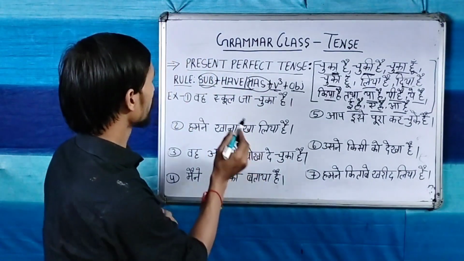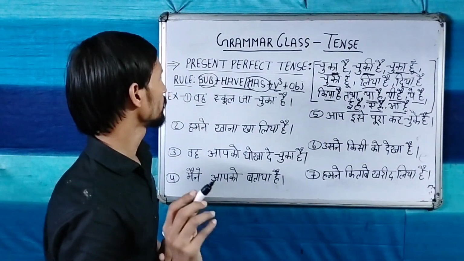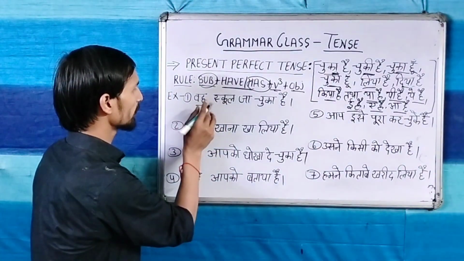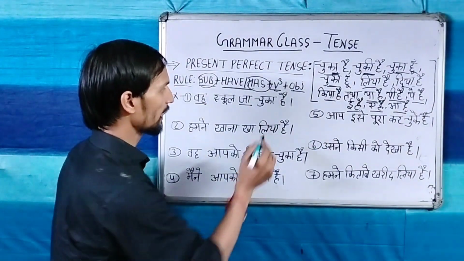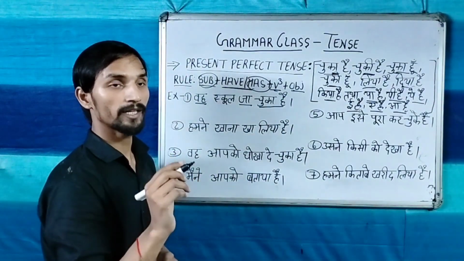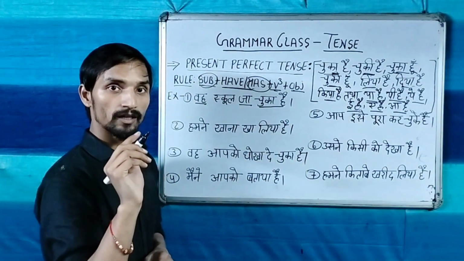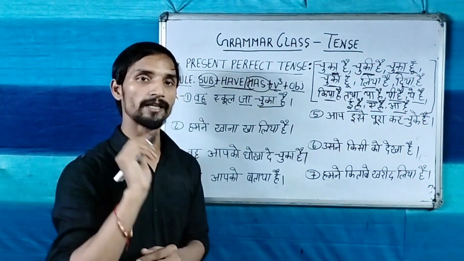Now let's see our first sentence. The first sentence is वह स्कूल जा चुका है. So subject is वह, जाना, this is the verb, and it is the identity of present perfect tense, which is very important whenever you are going to learn the tense or whenever you are going to translate.